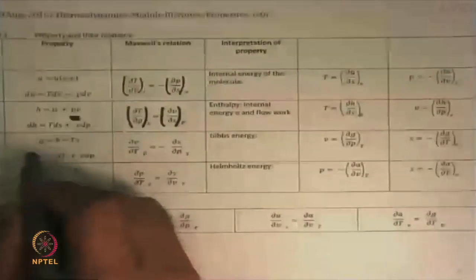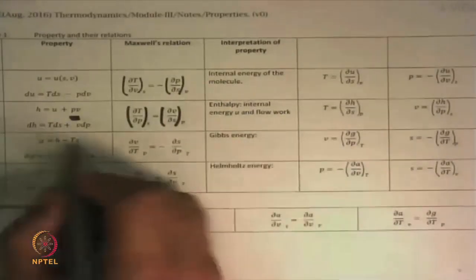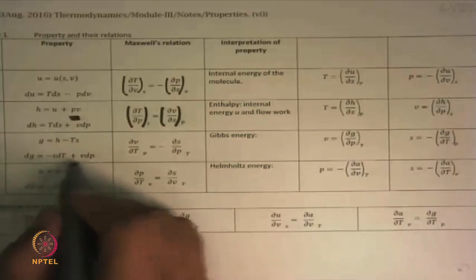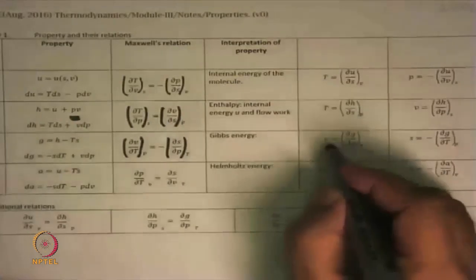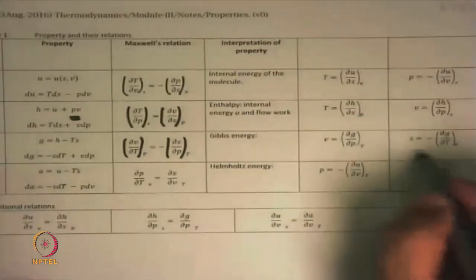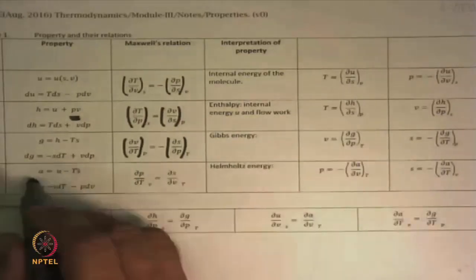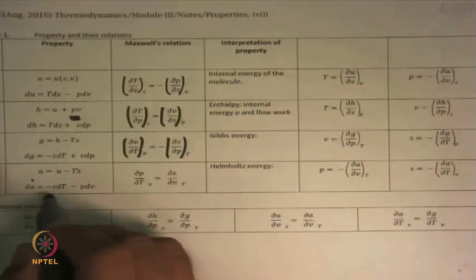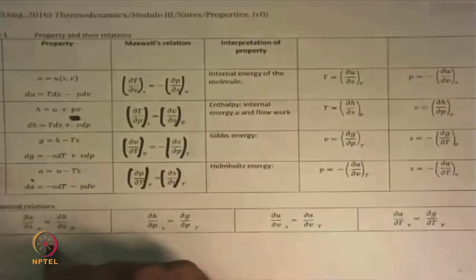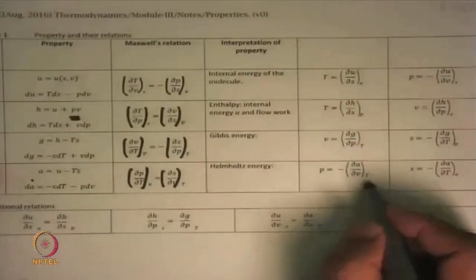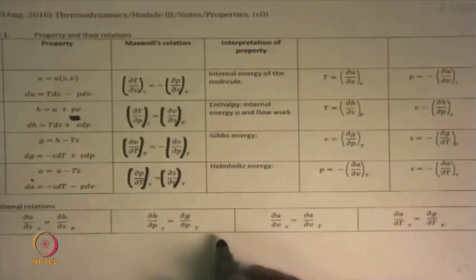And by looking at Gibbs energy, it's the maximum work that is possible from a process. G equal to H minus TS, dG equal to minus SdT plus VdP, and again we get these two differential equations. Our specific volume is (dG/dP) at constant T, and S is minus (dG/dT) at constant P. And the last one is the Helmholtz energy, A equal to U minus TS, dA is minus SdT minus PdV, and you get these two differential equations. Pressure is minus (dA/dV) at constant temperature, S is minus (dA/dT) at constant specific volume.